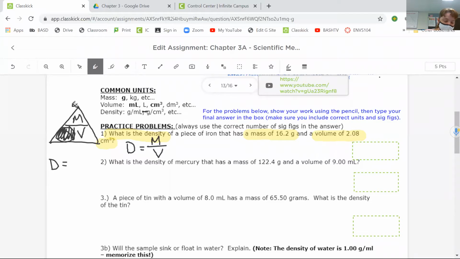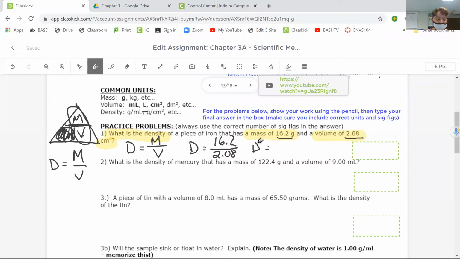In this case, we have M with the dividing line over top of V. So that is how we get that formula from the density triangle. Now we just need to plug in our values. Density equals mass is 16.2 grams. I'm going to leave the units off while I'm doing the math, just so you don't get confused. We'll talk about the unit at the end. Volume is 2.08, so that goes on the bottom.